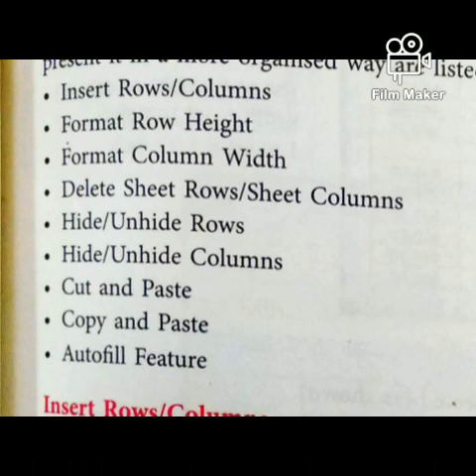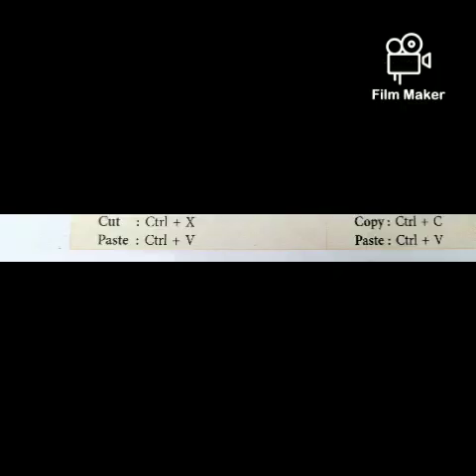Question number 1. Three tasks under editing a worksheet. A, you can insert rows and columns. B, you can cut, paste and copy paste. C, you can automatically fill the data, so autofill options. Question number 2, let's ask for the shortcut key. A, cut, Control X, paste, Control V. Second option, B, copy, Control C, paste is always Control V.